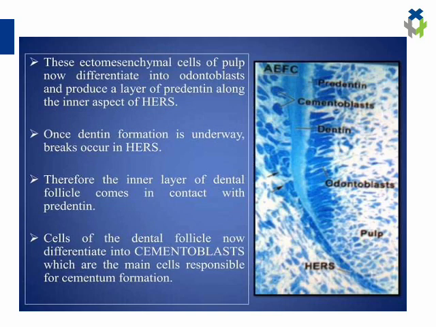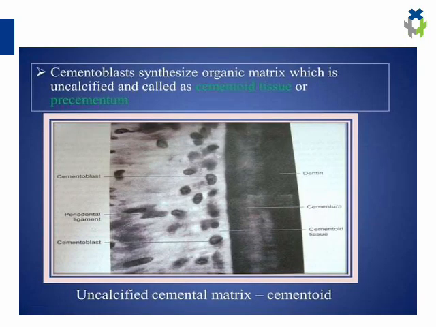These ectomesenchymal cells of the pulp now differentiate into odontoblasts and produce a layer of predentin along the inner aspect of Hertwig's epithelial root sheath. Once dentin formation is underway, a break occurs in Hertwig's epithelial root sheath. Therefore, the inner layer of the dental follicle comes in contact with the predentin. Cells of the dental follicle now differentiate into cementoblasts, which are the main cells responsible for cementum formation. Cementoblasts secrete an organic matrix which is uncalcified and called cementoid tissue or pre-cementum.